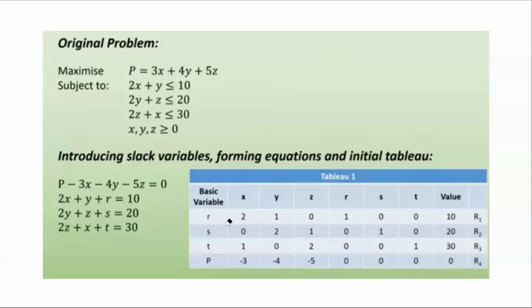Then the second one, that's what you see here. There's no x. There's 2y, yes. 1z. No r. There's one s, no t. And all of that equal to 20. And so on.